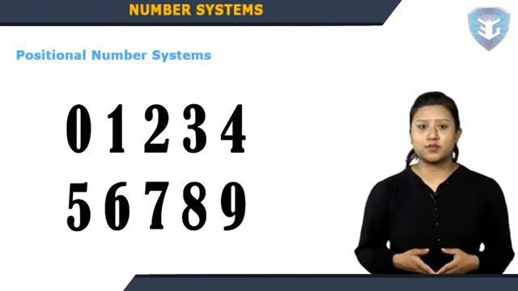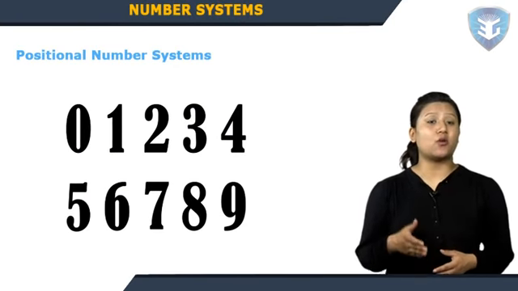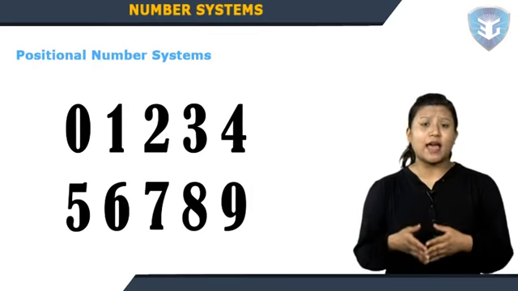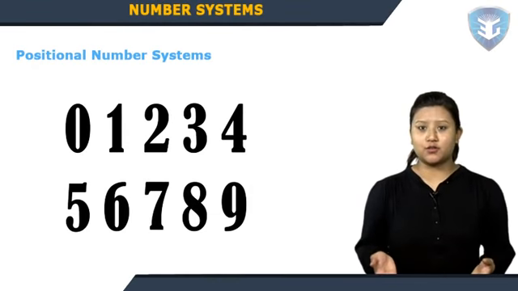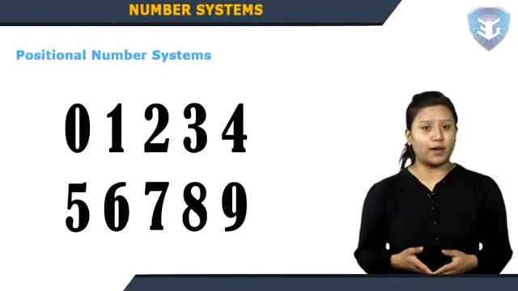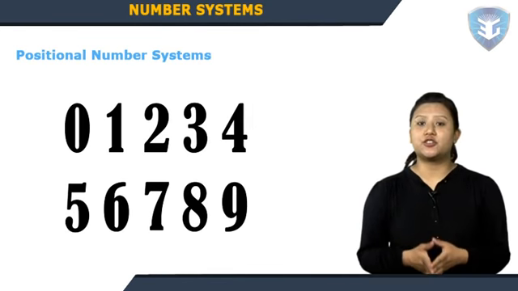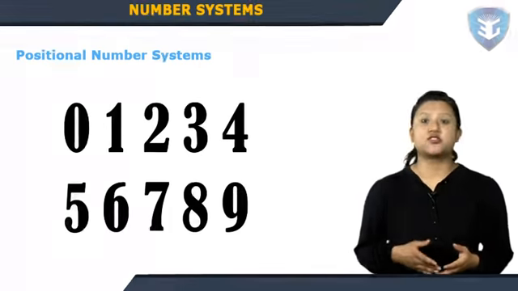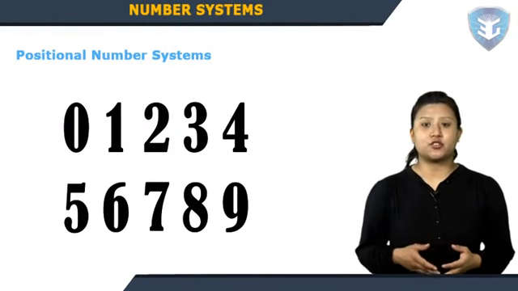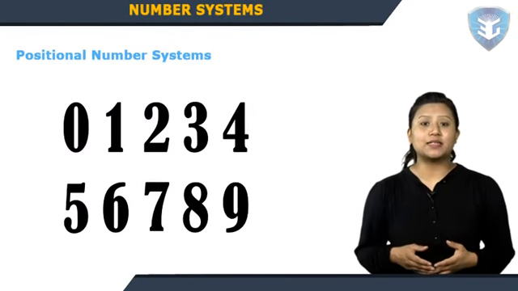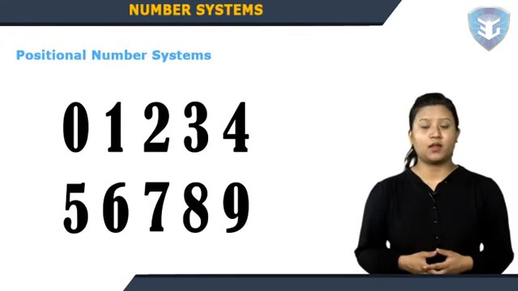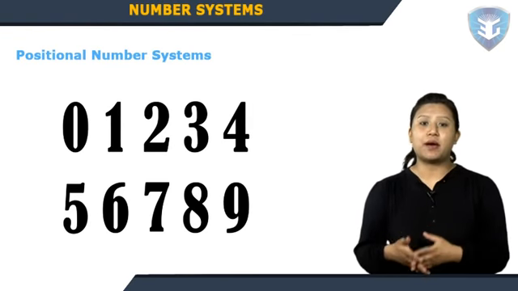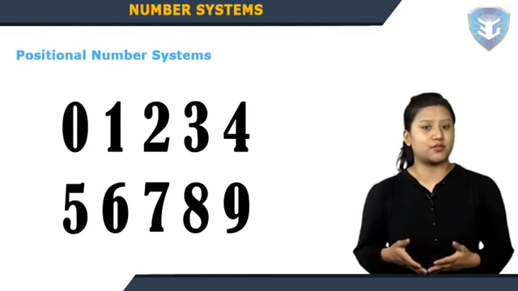Positional number systems. In a positional number system, there are only a few symbols called digits, and these symbols represent different values depending on the position they occupy in the number. The value of each digit in such a number is determined by three considerations: the digit itself, the position of the digit in the number, and the base of the number system. Example: decimal, binary, octal, hexadecimal number system.